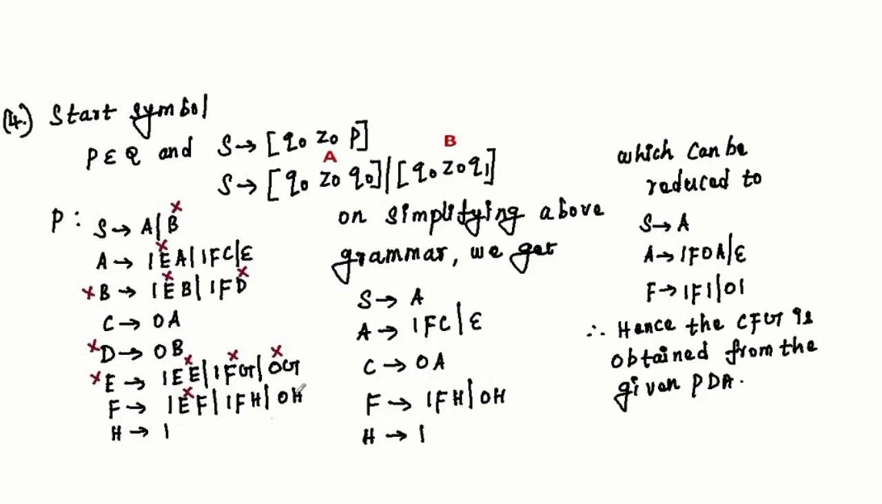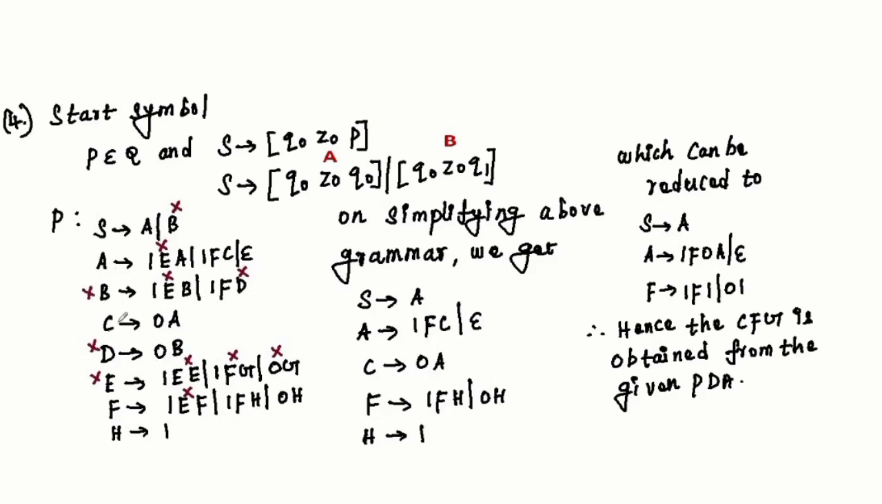Look at the context-free grammar. Here there is no G production. Wherever G appears, eliminate the productions 1 F G, 0 G. Then the E production is going to be E tends to 1 E E. E is not derivable. Wherever E appears, eliminate it: 1 E F, 1 E B, 1 E A. Because E is not derivable. Then D is not derivable, eliminate it. So the B production is going to be cancelled.